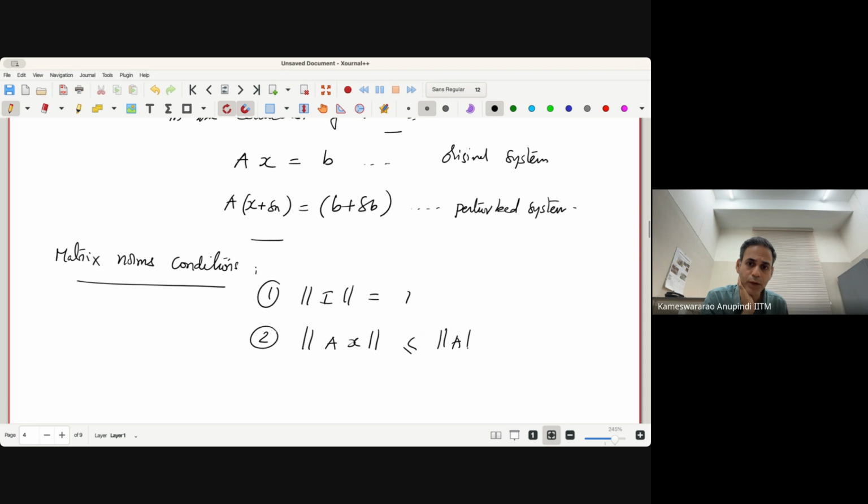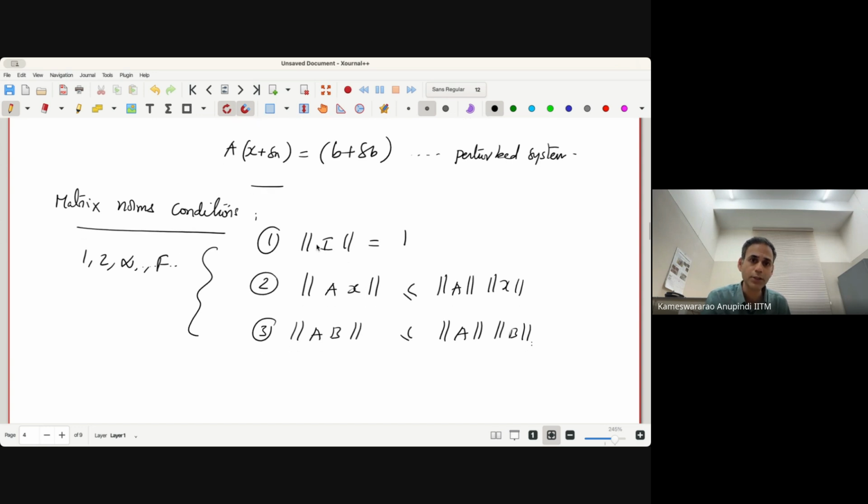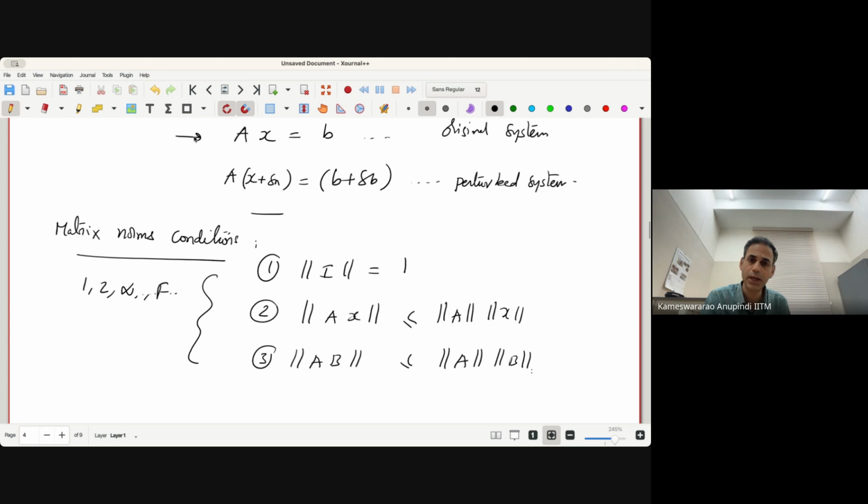the norm of A times X will be less than or equal to norm of A times norm of X. Similarly, when you multiply A with some matrix B, the norm of the product of the two matrices will be less than or equal to norm of the matrix A times norm of the matrix B. These are the conditions which all the norms that we have defined, whether it is 1, infinity or the Frobenius norm, have to satisfy, as does any other new norm that you may define. Only then can we call it a matrix norm. Now let's go back to our discussion: we have AX equal to B as our original system, and then I'm going to perturb this slightly.